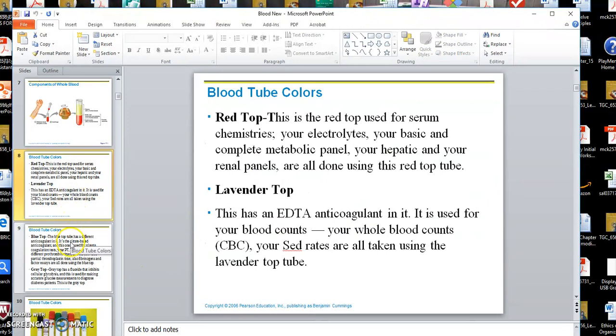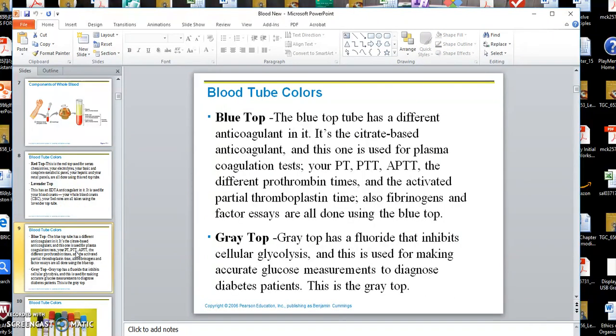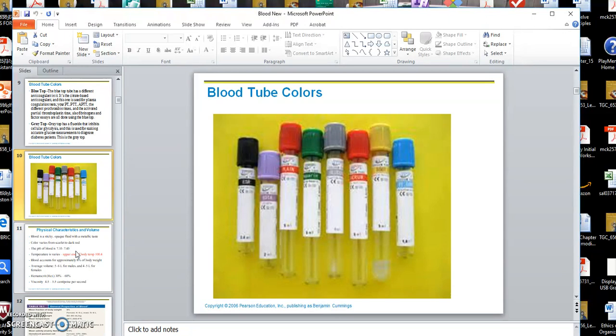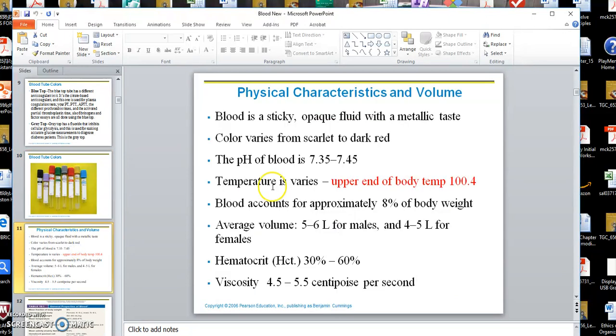I'm not going to talk about, which I would in face-to-face, the various test tubes we draw blood in. I'm going to go to the physical characteristics of blood, which you can see. Key points here. The blood pH needs to stay in the homeostatic range of 7.35 to 7.45. Blood temperature is about 100.4 because most blood circulates in the core of the body. You may recall from ENP1, the core of the body is hotter than the surface.